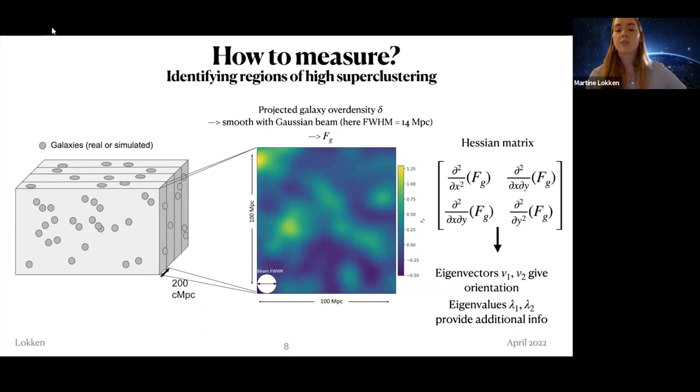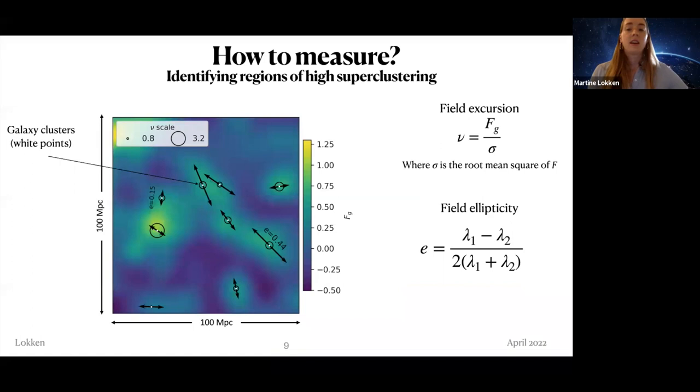And depending on the smoothing, we can use the Hessian matrix to define various properties. It's basically telling us about the curvature of that smoothed overdensity field. The eigenvectors give us the orientation at any given point of the structure, and the eigenvalues provide some additional info. In particular, some of the properties that we look for in these fields are the field excursion and the ellipticity.